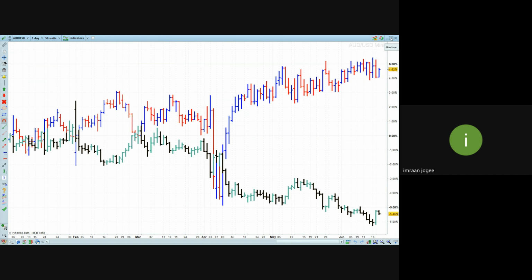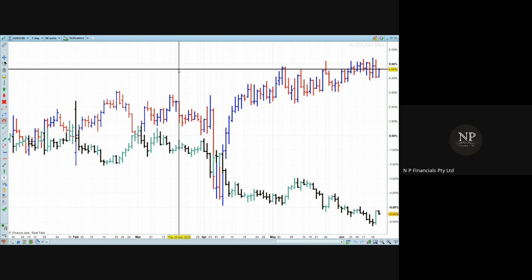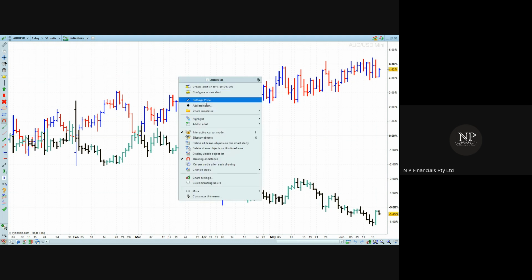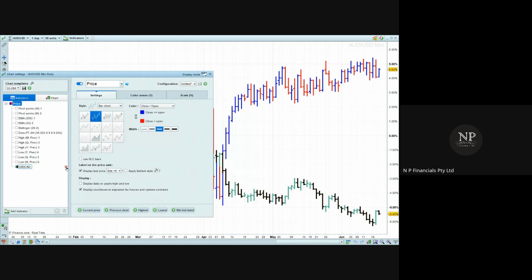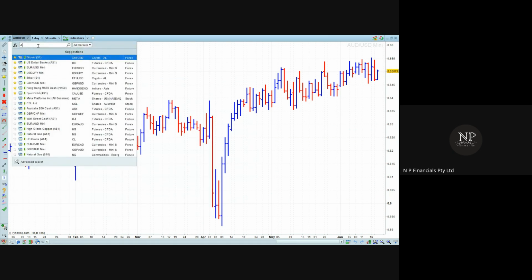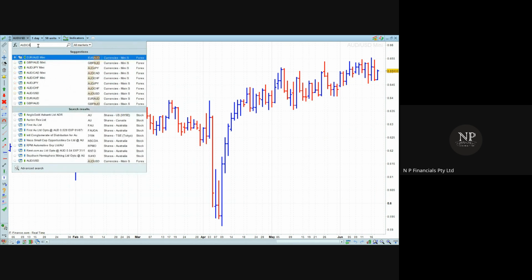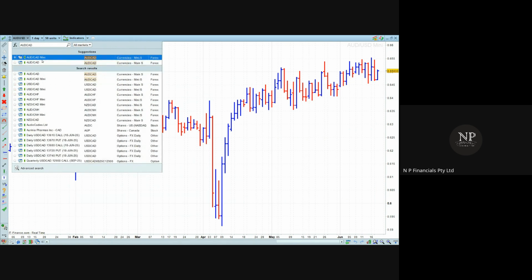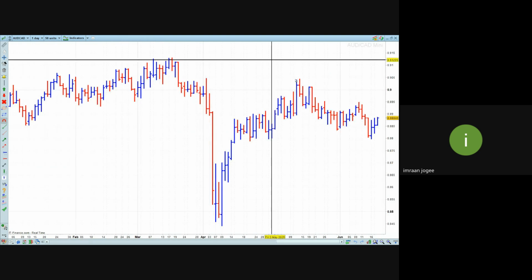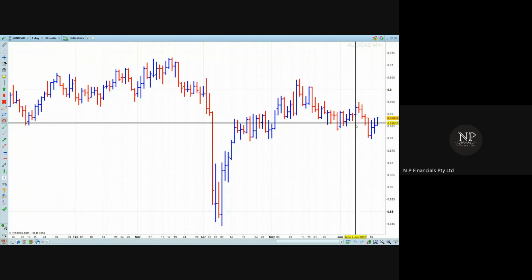I wonder what the Australian dollar is doing against the Canadian dollar when that is happening. If you go here, right click, move to settings and remove this one, and then enter AUD/CAD, Australian dollar against Canadian dollar, which we don't trade, but just to answer your question, it will be coming down a little bit.